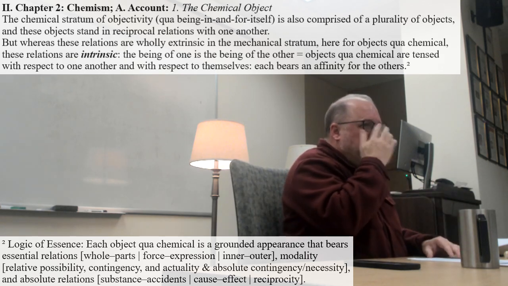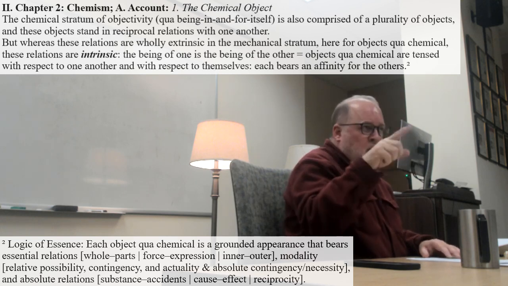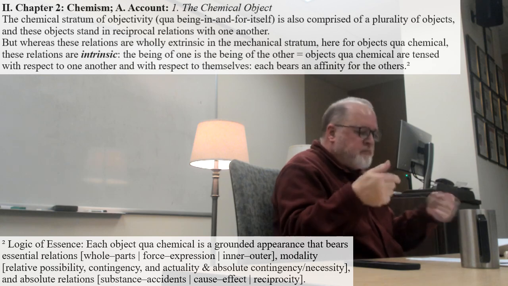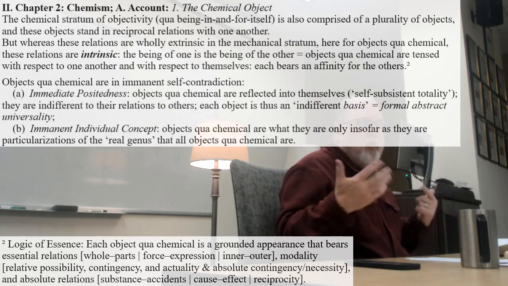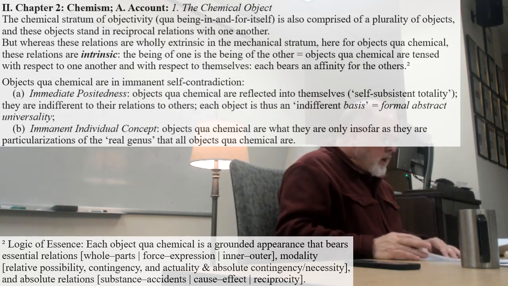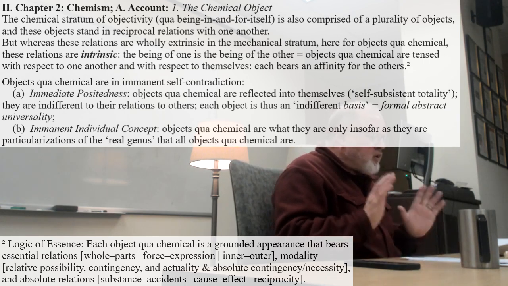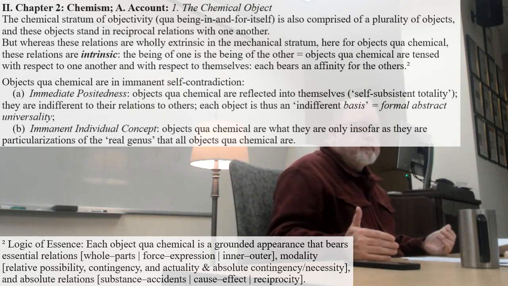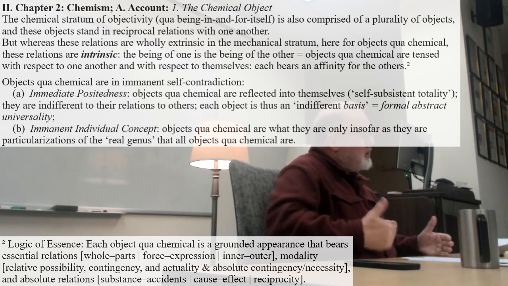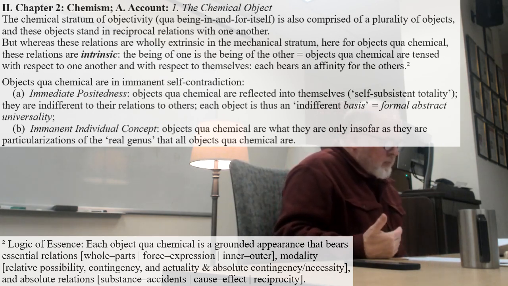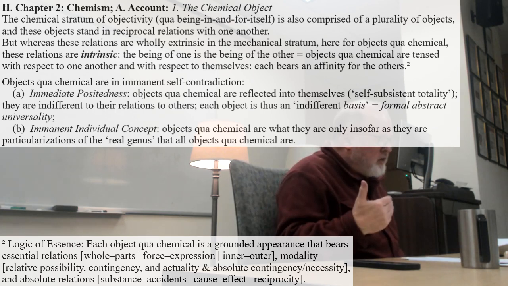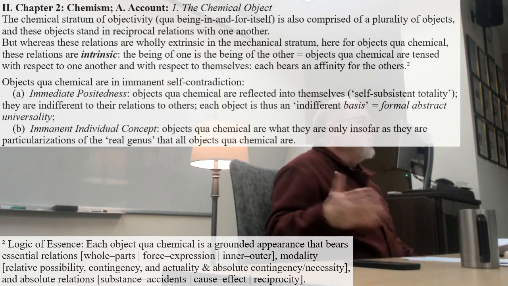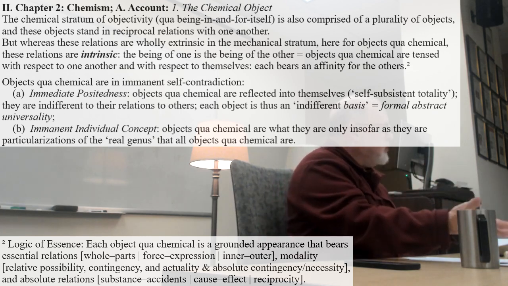So here's where the logic of essence that we talked about on its own and saw develop and entail its own immanent development, here we can see now where that arises from. So objects qua chemical are an immanent self-contradiction. They are themselves, they're independent. They are self-subsistent totalities. He calls this the indifferent basis. They're indifferent to their relations to others still. They want to stand on their own.